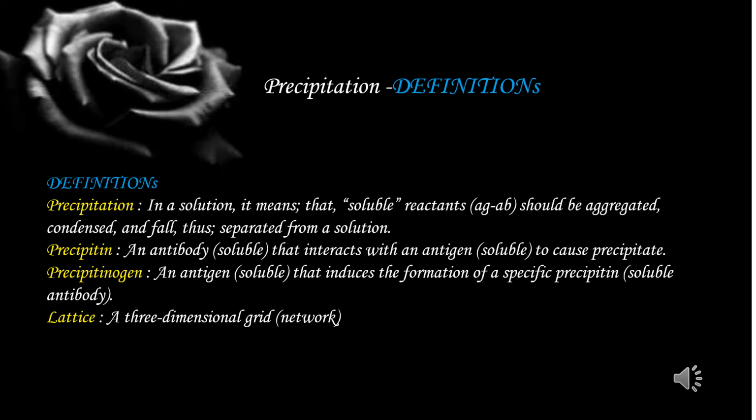Let us see about precipitinogen, a soluble antigen that induces the formation of a specific precipitin, a soluble antibody, and this is termed precipitinogen. Looking at the lattice, it is actually a three-dimensional view where a single antigen may fuse with multiple antibodies, and thereby you can see a lattice being formed because of the several clumpings of the antigen and antibody complexes, thereby leading to a precipitin reaction.